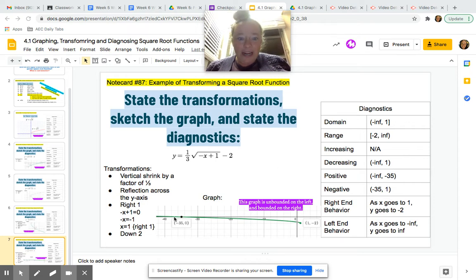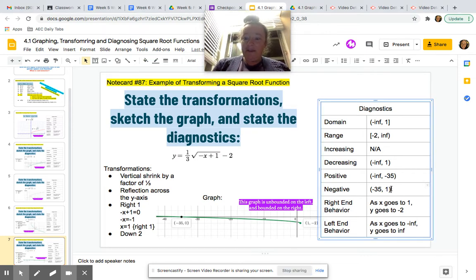Okay, so right here it goes above the x-axis, so it's going to keep being above the x-axis this way. So if I were to smush that part that's above the x-axis down to the x-axis, we would be positive from negative infinity up to negative 35. And that's where that comes from. Where are we negative? Well, from negative 35 all the way to 1. That's where we're negative. Oh, and this one should have a bracket.